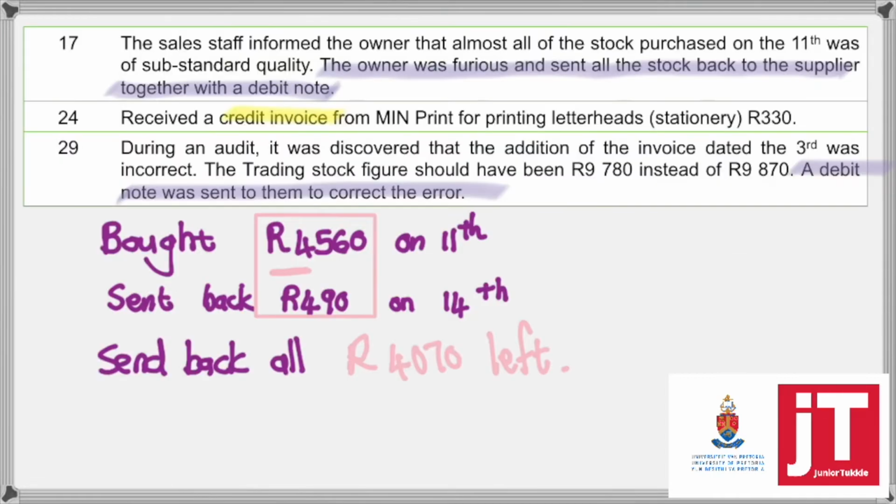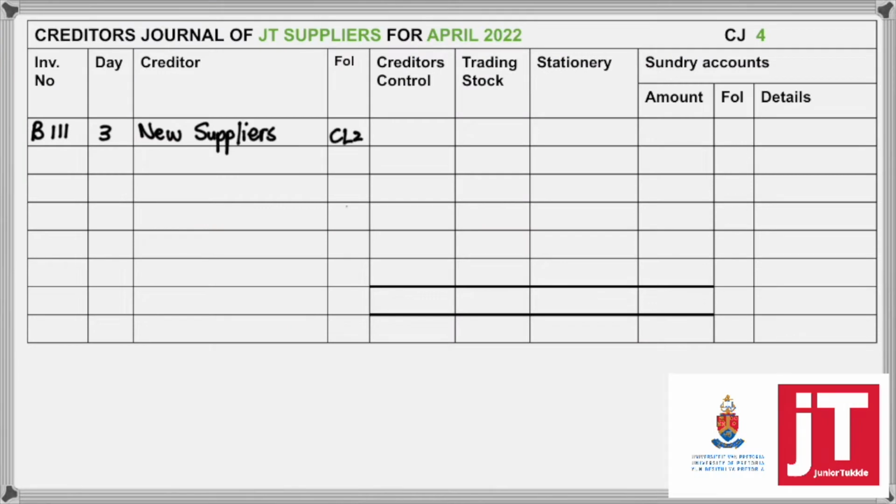And let's just go back to the slide. You have to get the difference between the 9,780 and the 9,870, and that is what the correction should be for that transaction. Now, if we look at the next slide, we have to start filling it in. So we're going to look at each transaction.